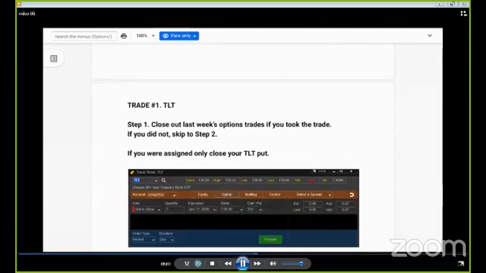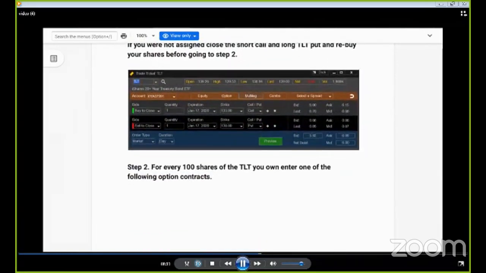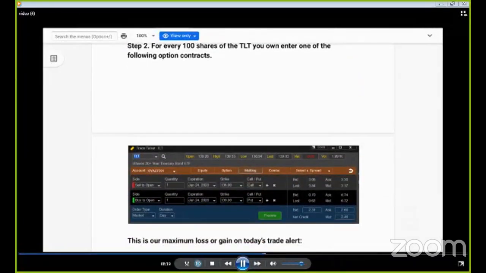Here's a look at the current trade alert. If you were assigned, you only close your TLT put, and you will need to repurchase your shares. If you were not assigned, you'll need to buy to close the 133 call and sell to close the 138 put. The new trade again, after you make sure you do have your TLT position first per 100 shares, is to sell to open the 136 call.